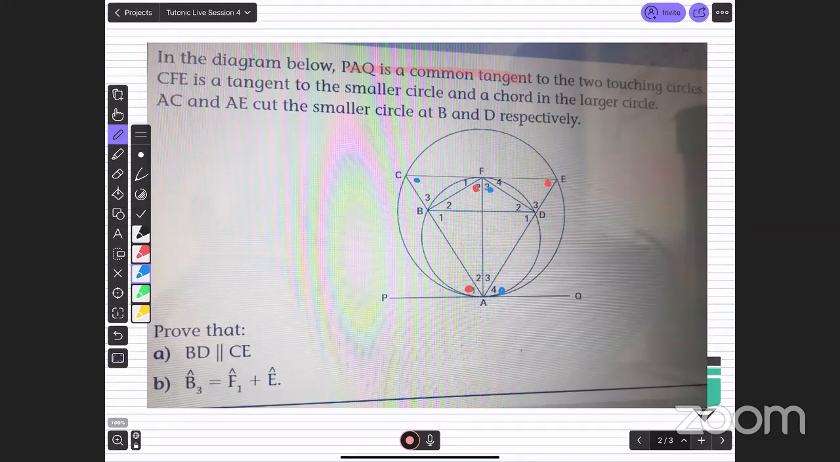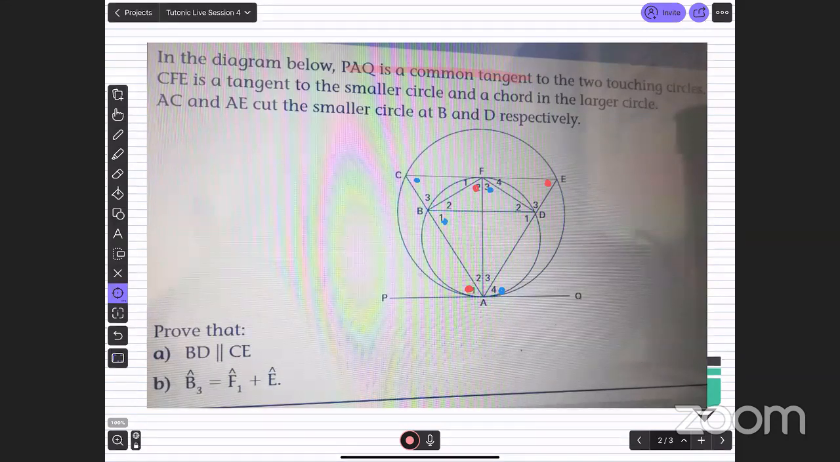Wouldn't it also equal B1? Because of angles in the same segment. So you can see B1 is subtended by AD. F3, so is D, subtended by, I think.